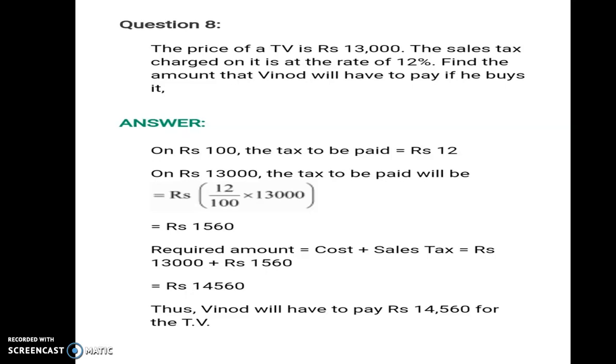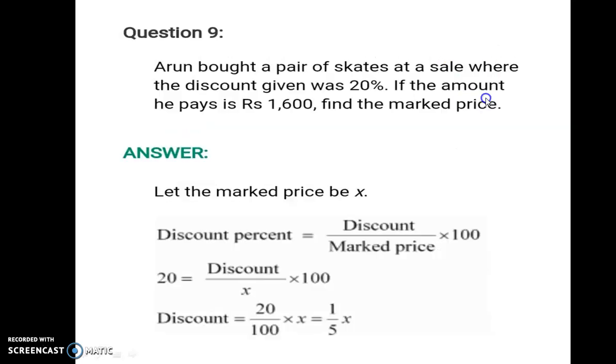So children, its solution will be: on rupees 100 the tax to be paid is rupees 12. So on 1 the tax to be paid is rupees 12 upon 100. So on rupees 13,000 the tax to be paid will be 12 upon 100 multiplied by rupees 13,000, that is rupees 1,560. So the required amount will be the price of TV, that is cost, plus sales tax. So rupees 13,000 plus rupees 1,560, that is rupees 14,560. So Vinod will have to pay rupees 14,560 for the TV.